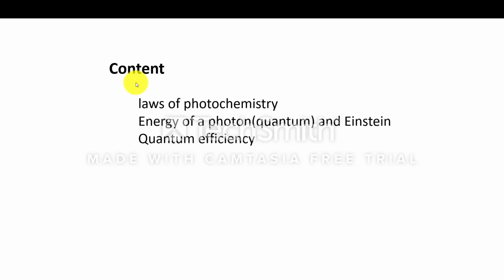In this session, let us go through the laws of photochemistry, energy of a photon and Einstein, and the term quantum efficiency.